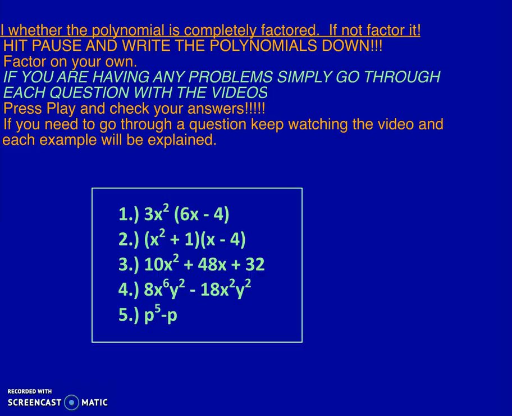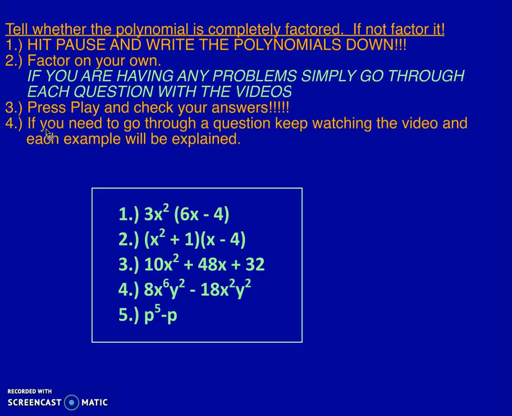Okay, for this next one, I have some directions on here. You're going to be trying these on your own. They say tell whether the polynomial is completely factored. If not, factor it. Hit pause and write the polynomials down. Factor on your own. If you're having any problems, simply go through each question with the videos. Press play to check your answers. If you need to go through a question, keep watching the video and each example will be explained.